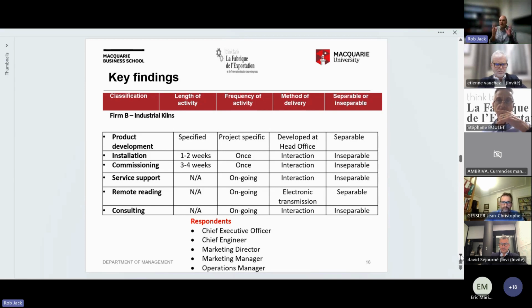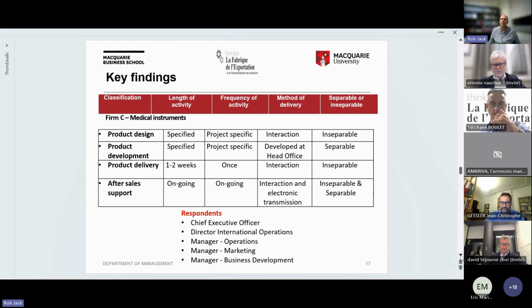You can see that a lot of this has some differences in terms of how long this activity takes place. Is it ongoing? Is it one-off, etc.? Is it interactive? Most of this is interactive. Most of this is actually classified as inseparable, meaning the firm has to interact with the clients. It has to go to the clients to do this particular activity.